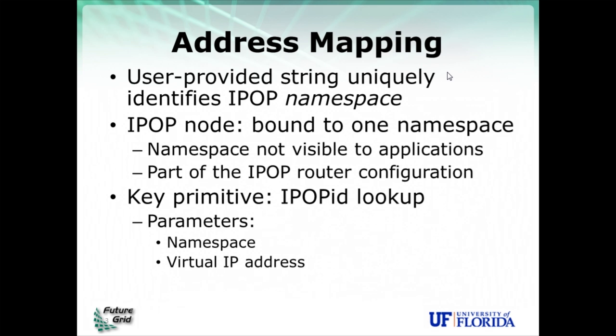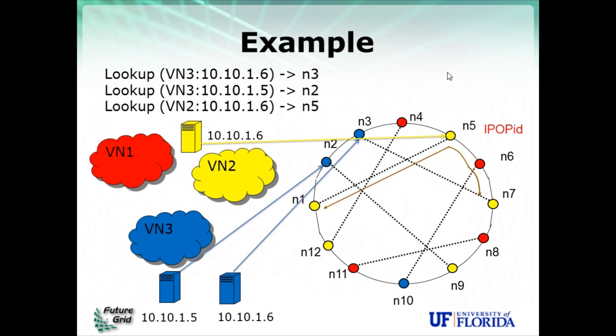So then the key primitive that's used to help in the mapping of addresses to peer-to-peer identifiers is a lookup of the IPOP ID, which is, as you recall, the unique identifier of every node in the P2P network. So to perform this lookup, we need two parameters. One is the namespace, and the other is the IP address within the virtual network.